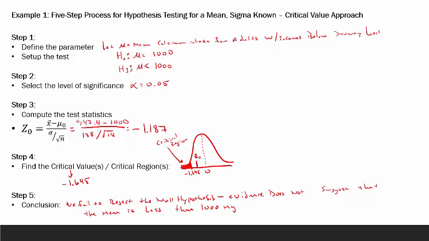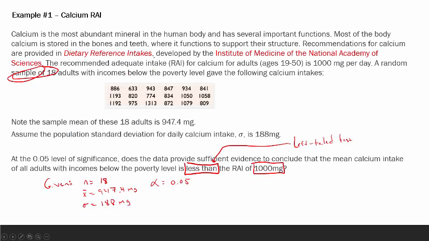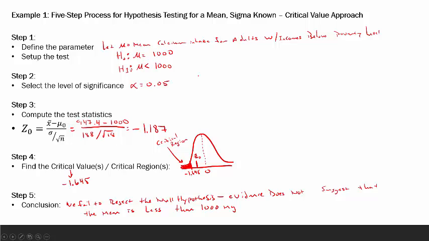So even though the sample mean was 947.4, it just wasn't statistically significant enough to say for sure that adults with incomes below the poverty level are getting less than the required recommended adequate intake. Okay, so in this case, all we had to do was set up the test, compute the test statistic, compare it to the critical region, and see if we would reject or fail to reject the null. Okay, let's do another one.